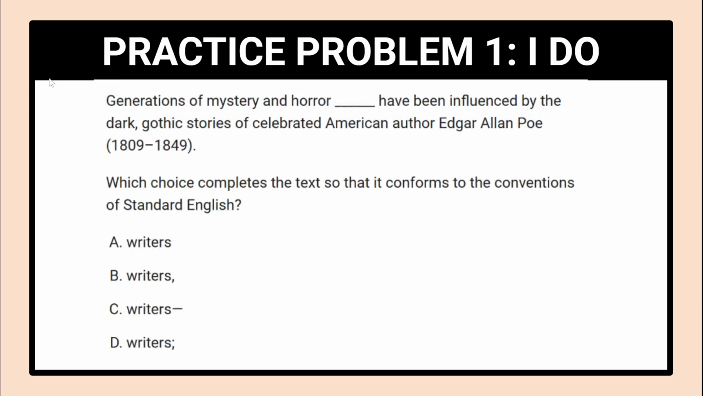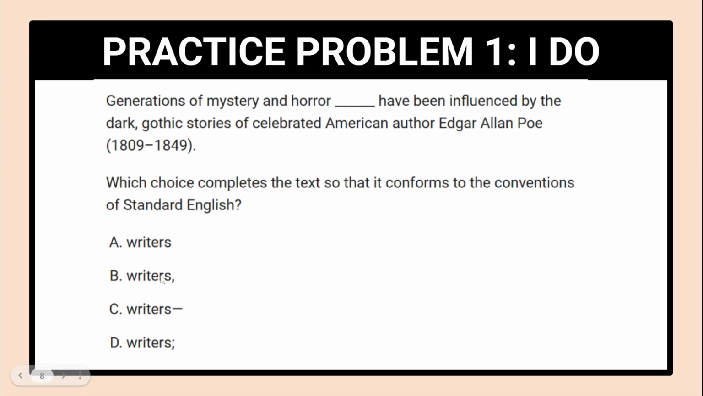So let's look at practice problem number one, where I'm going to show you how to do this. So the answer I got with this one is A, because none of the other punctuation choices would make sense in this context. Because generations of mystery and horror writers have been influenced by the dark Gothic stories of celebrated American author Edgar Allan Poe. And then we have 1809 to 1848. That alone could stand as a sentence.